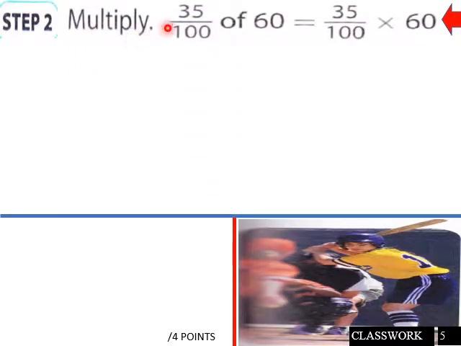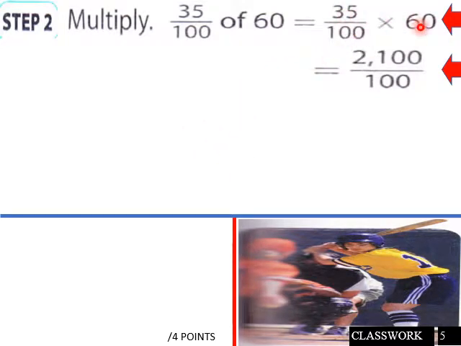Okay, so how will we go ahead to solve that? Step 2, multiply. So 35 over 100 times 60. Remember what "of" means. It means multiplication here. So 35 over 100 times 60. So we're going to multiply straight across.